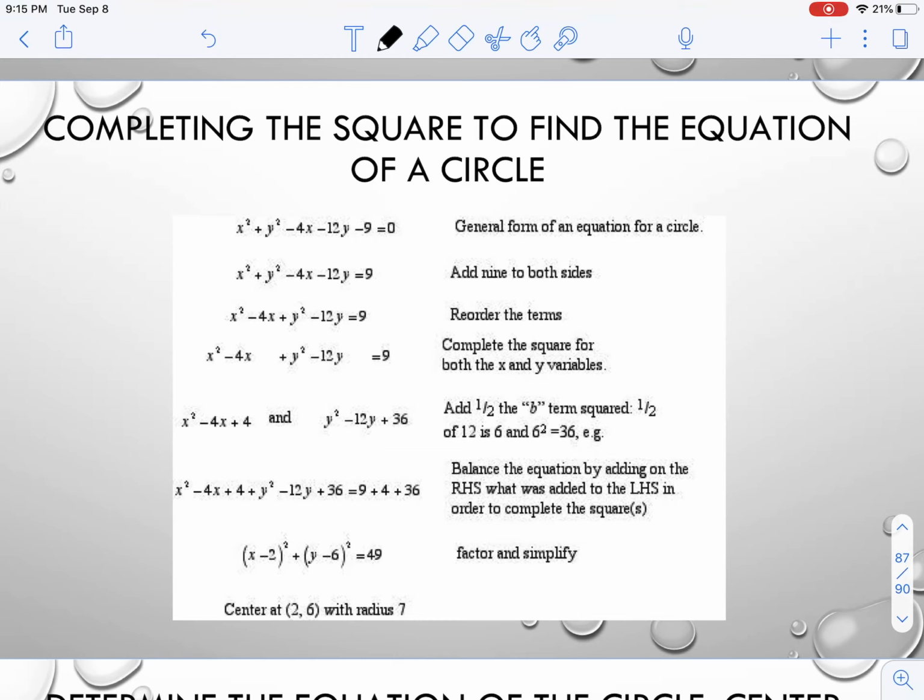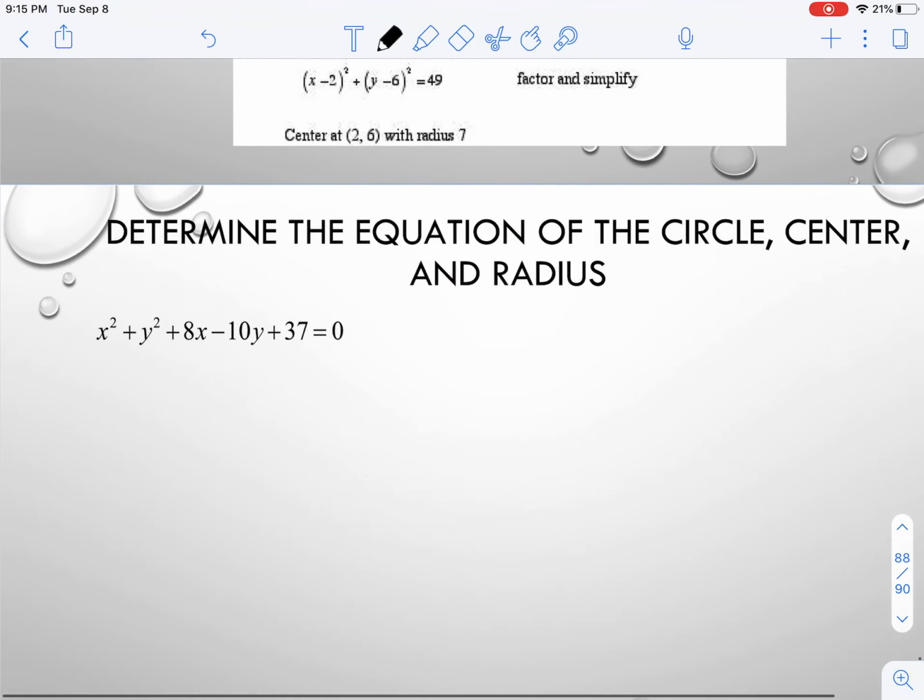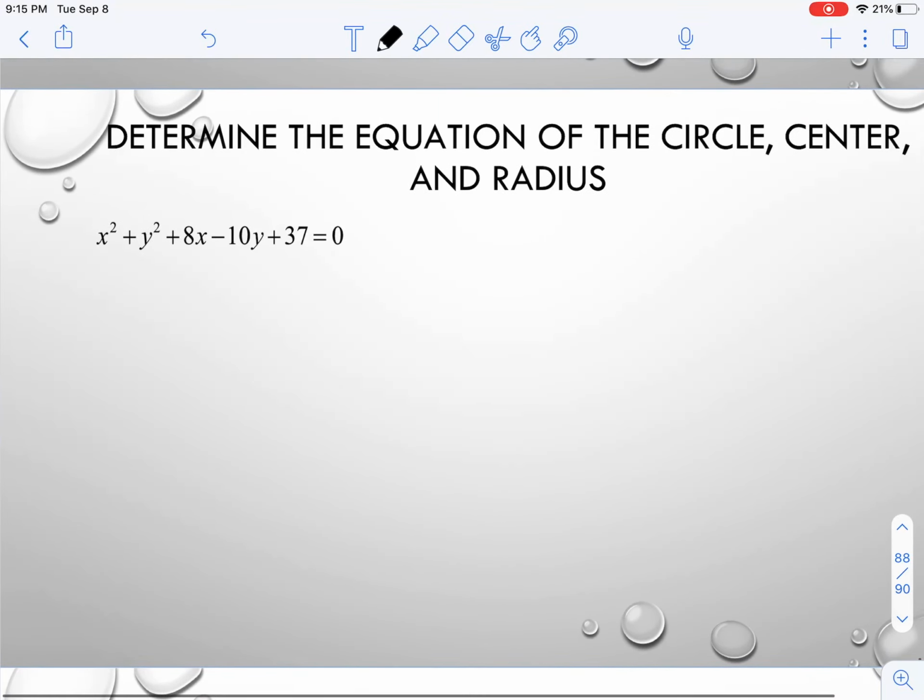And whatever we complete the square with, we add to the other side of the equation both times. So you guys can look at that example, but let's go through and do one live. Here I've got x squared minus 8x. And actually, let me go back and read there. x squared plus y squared plus 8x minus 10y plus 37 equals 0.